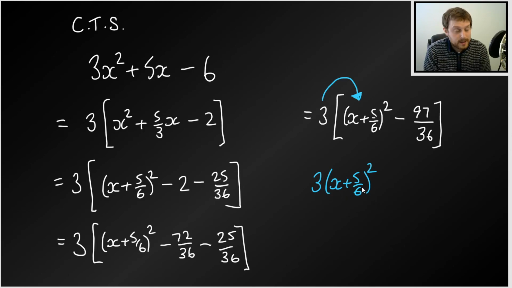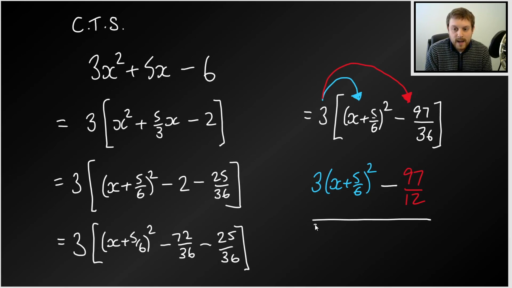That's it. That's fine. Of course, you must also do 3 times this, which will be 97 over 12. And it's a takeaway, isn't it? And then that's your final answer.